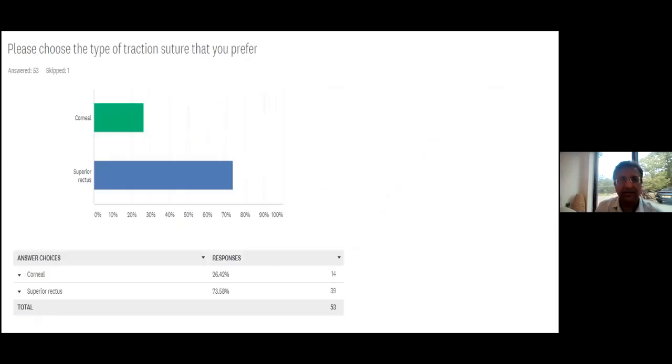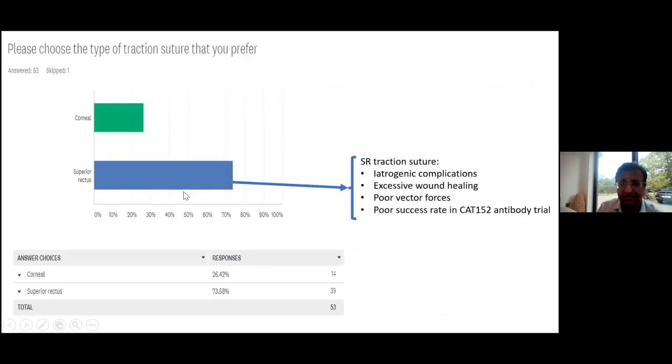So, moving further, the next question I asked was what type of traction suture you prefer. And again, it was disappointing to see that about 75% of people were choosing the superior rectus bridle suture. Now, it is well known, as I mentioned in my earlier presentation, we talk about evidence. It's not just my personal finding, but everyone knows without a shadow of doubt that the superior rectus bridle suture has iatrogenic complications like hemorrhage.